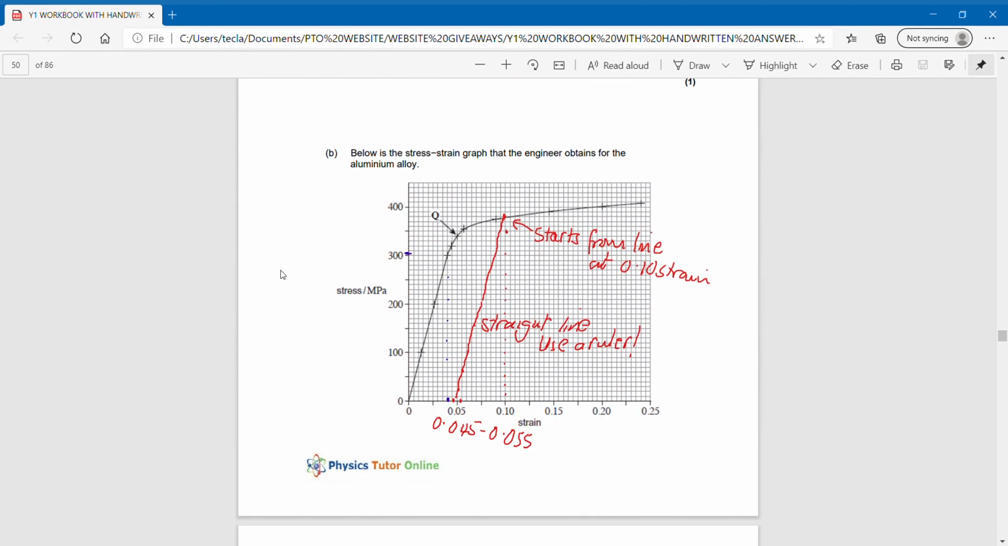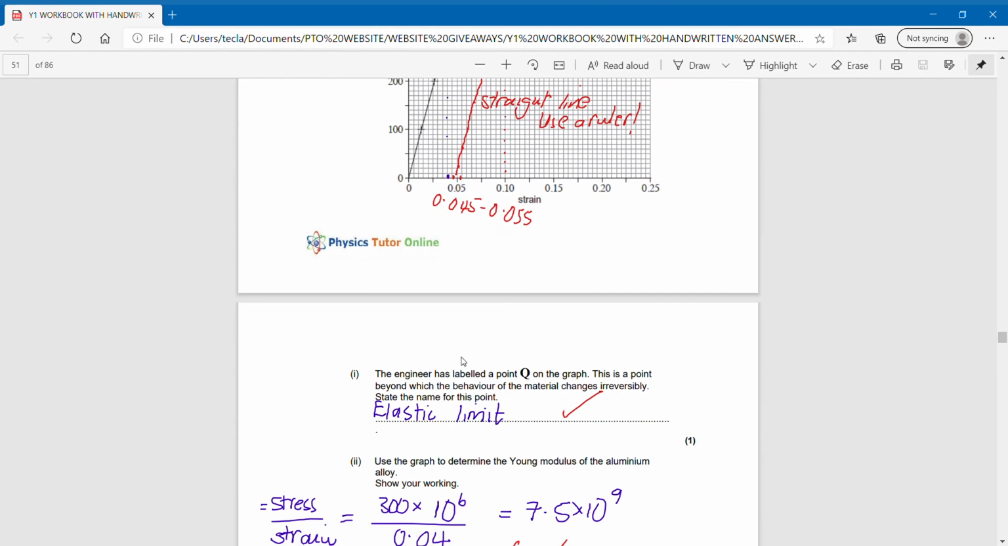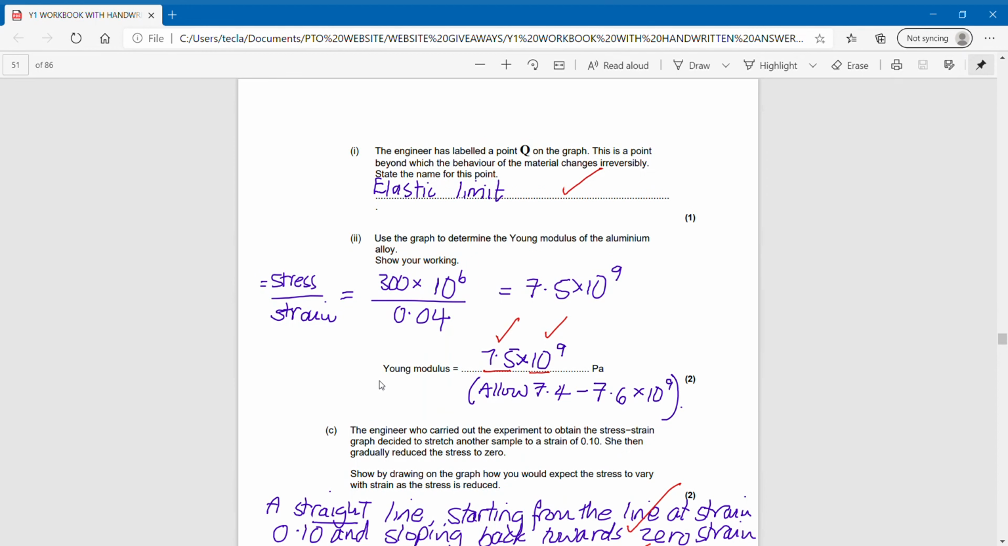B. Below is the stress strain graph that the engineer obtains for the aluminium alloy. So the engineer has labelled a point Q on the graph. This is the point beyond which the behaviour of the material changes irreversibly. State the name for this point. This is the elastic limit.